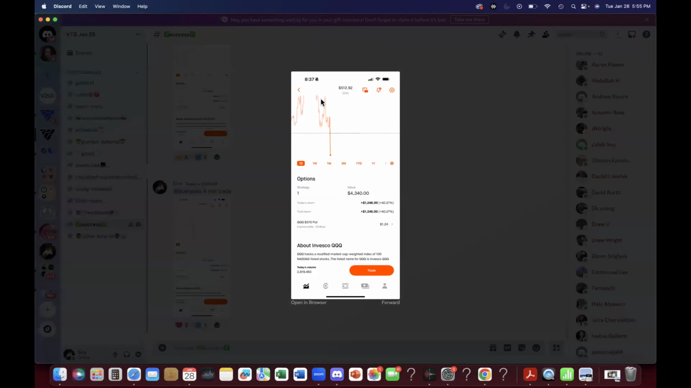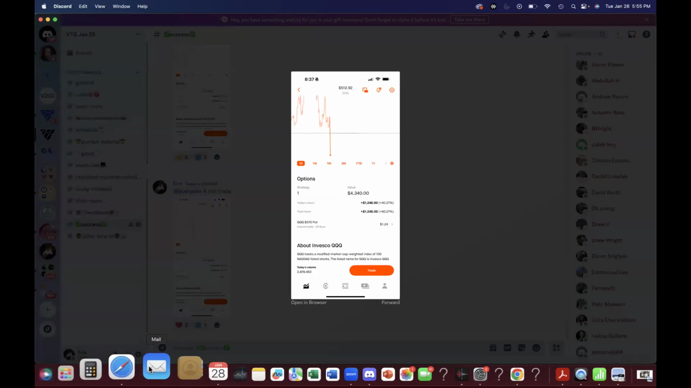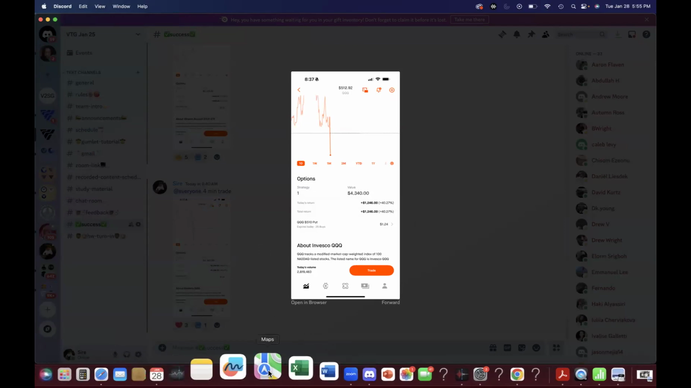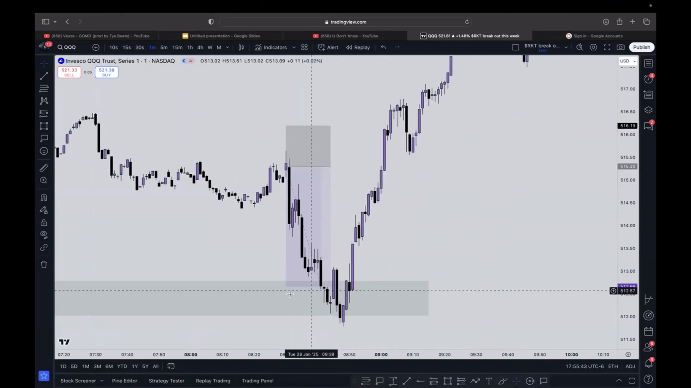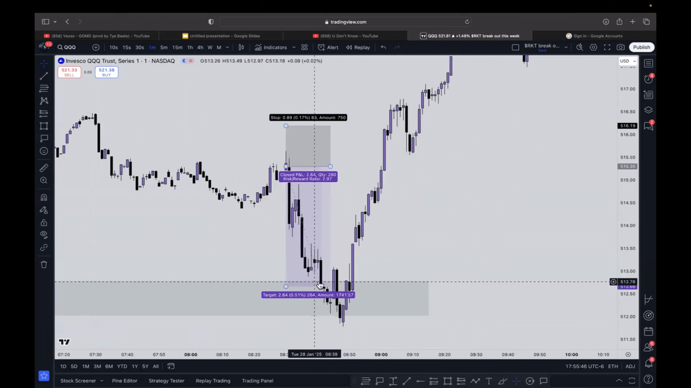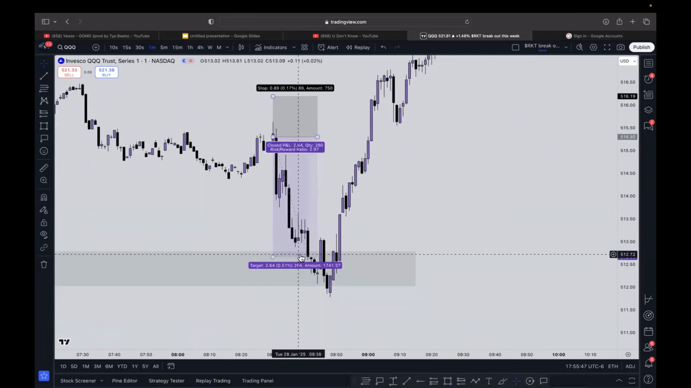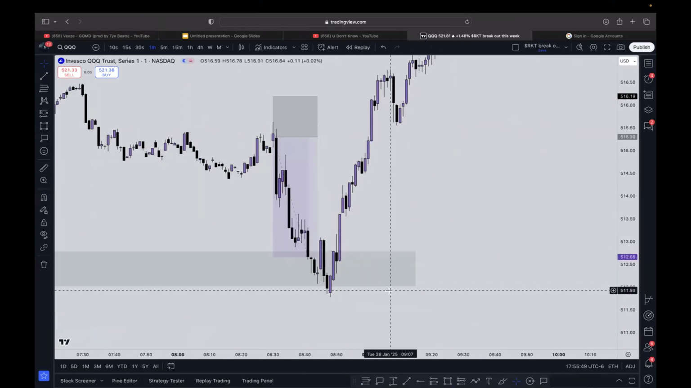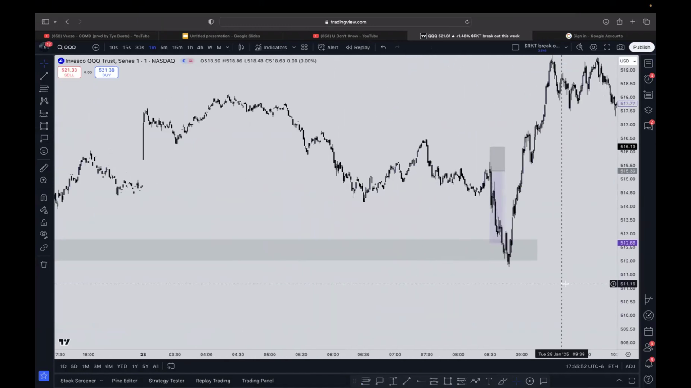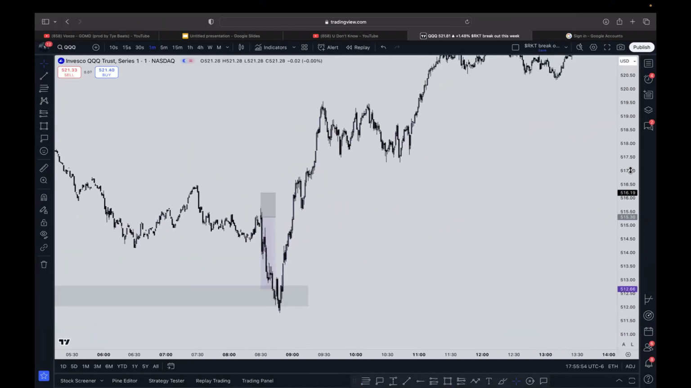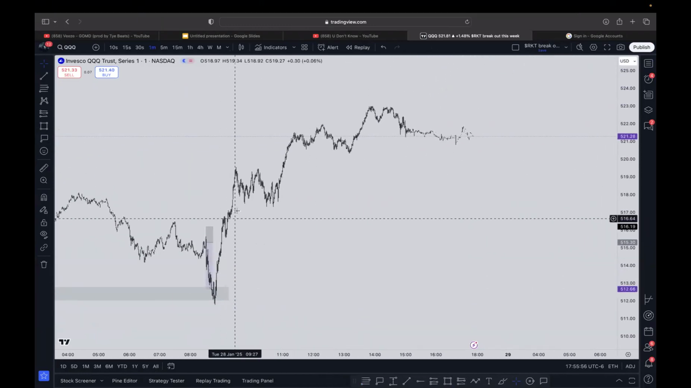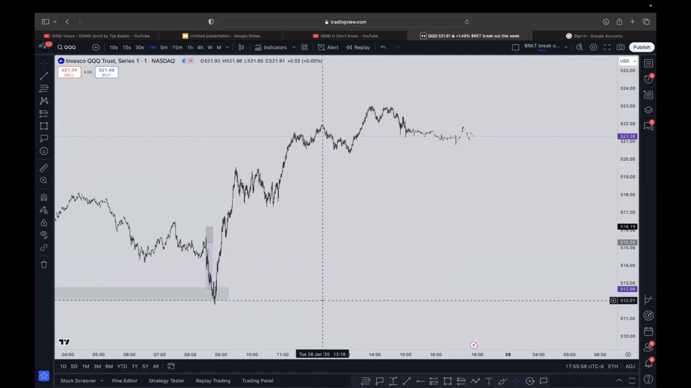You can see this took like 7 minutes, 40%, $1,200. Yeah, so I sold right here, obviously for a reason, because I knew once price got here, we should be looking for a reversal. And as you can see, as price came to this area, what happened? We got a humongous reversal throughout the rest of the day.